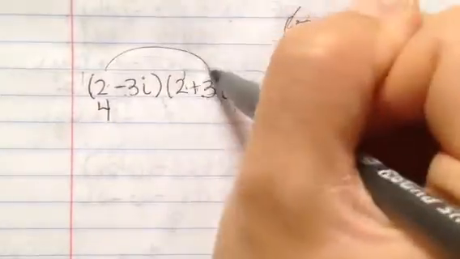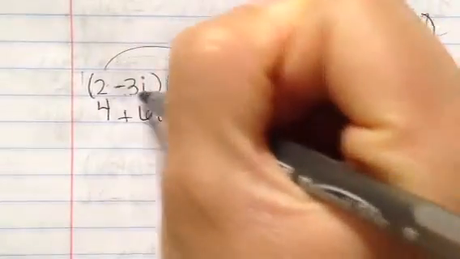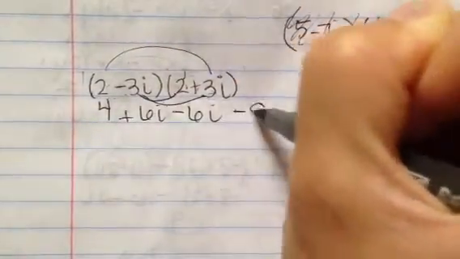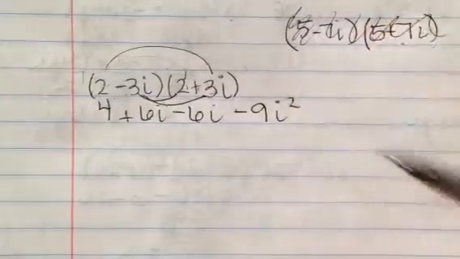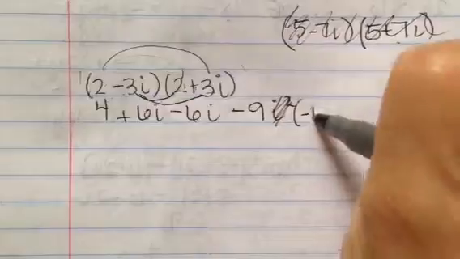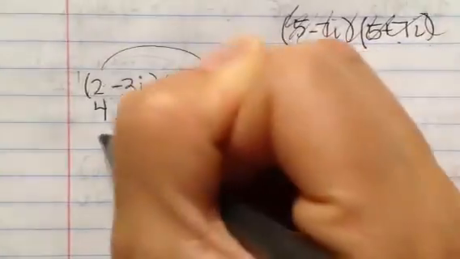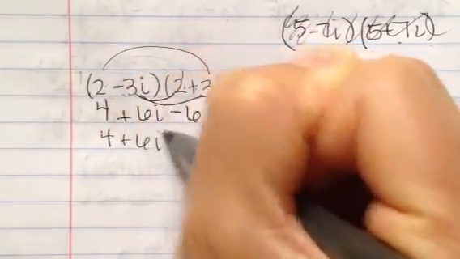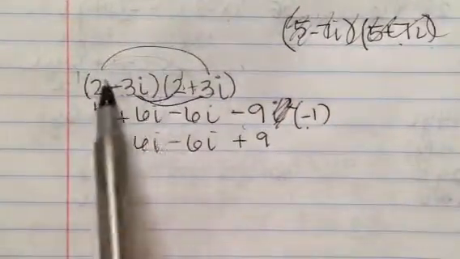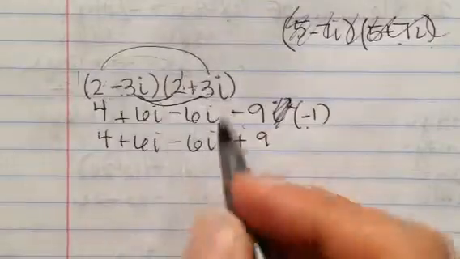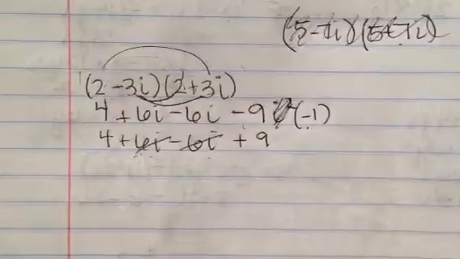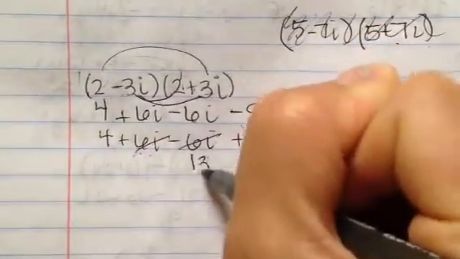So 2 times 2 is 4, and then we have plus 6i minus 6i. Negative 3 times 3 is negative 9i squared. So i squared makes that a negative 1. So negative 9 times negative 1 is just positive 9. Okay, now when it had a minus 3i and plus 3i, you're always going to get opposites there. So plus 6i minus 6i just means 0. So 4 plus 9 is 13.